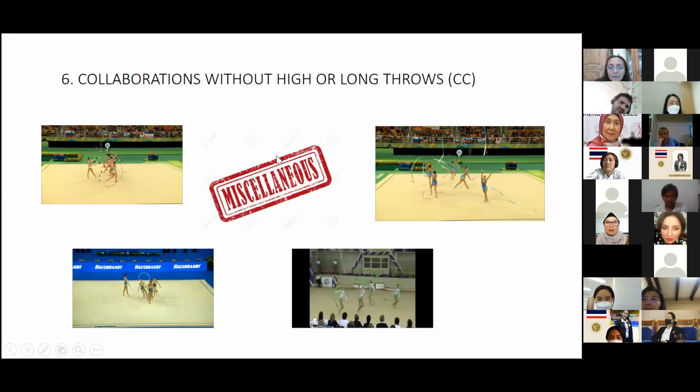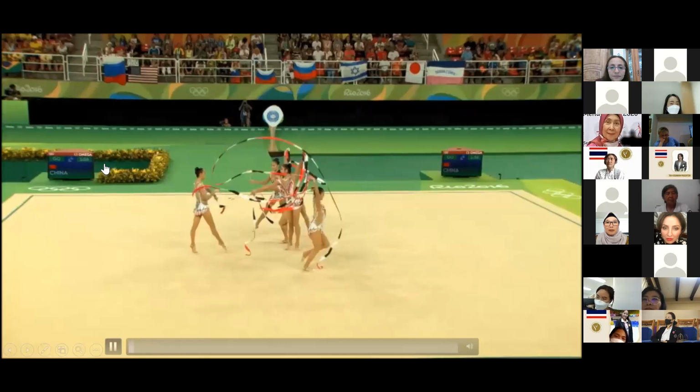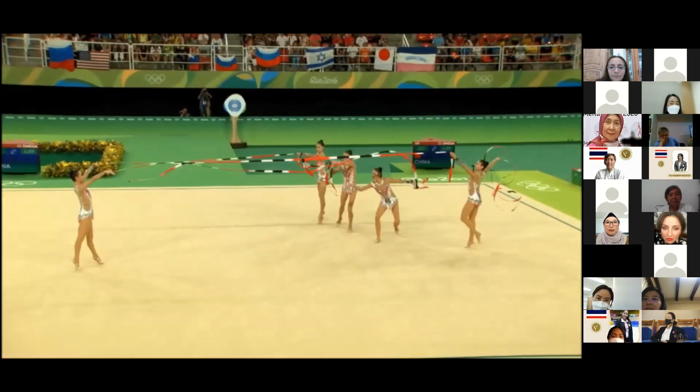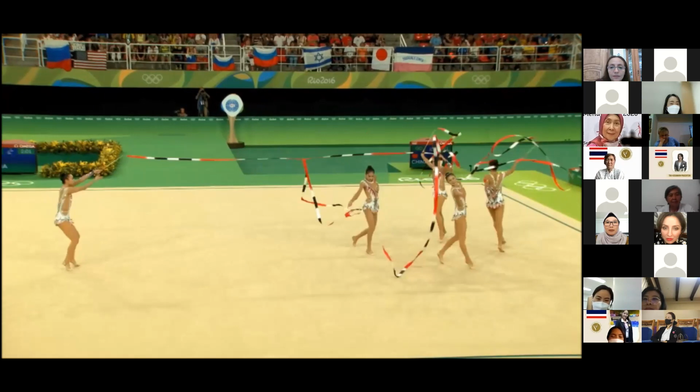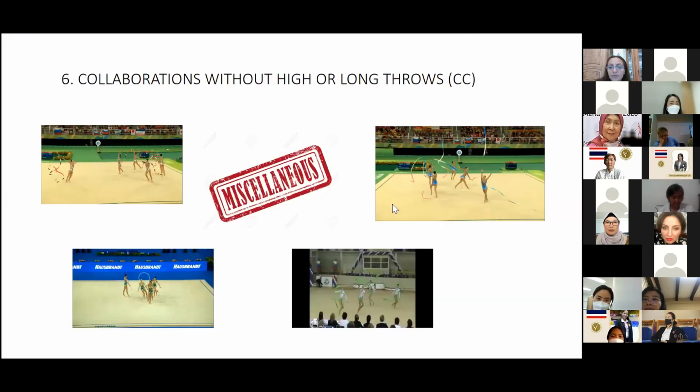Others that can be done also during an exercise. Minimum 3.